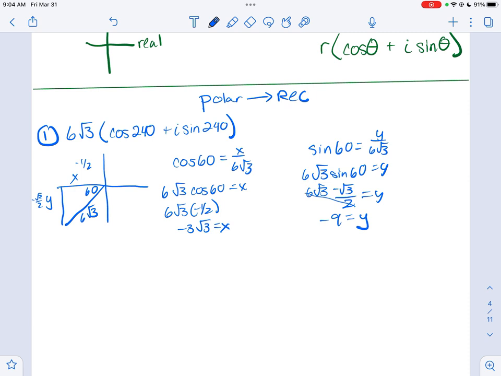So that's, again, our imaginary part. And I really could put that this is our imaginary instead of y. I should put imaginary: negative 9i.